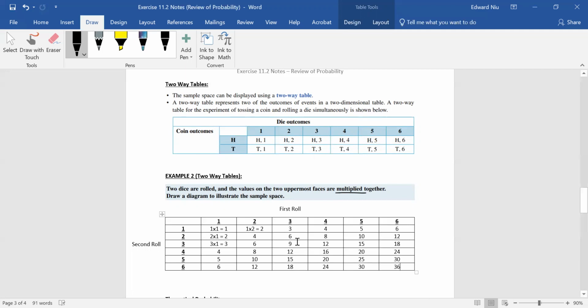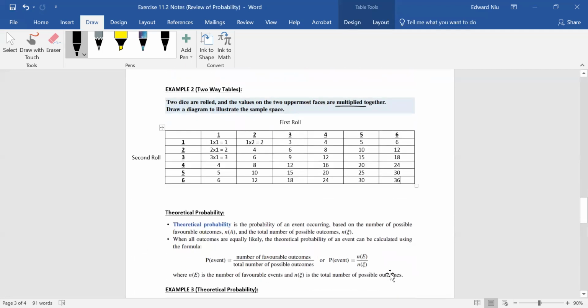So yeah, hopefully this makes sense. 6 times 6, 36. Classic multiplication tables.